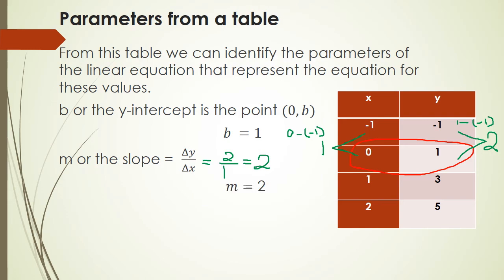Now I can write the linear equation for this line. It is going to be y equals m, which in this case is 2x, and then plus b, which is 1. So the equation is y equals 2x plus 1. Again, my equation is y equals 2x plus 1. 2 is the slope, and 1 is the y-intercept.